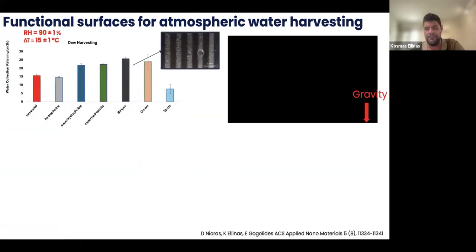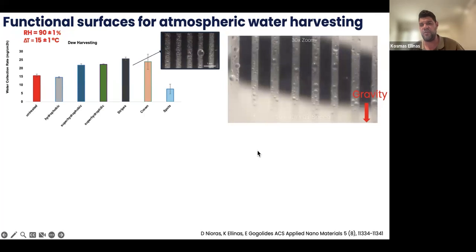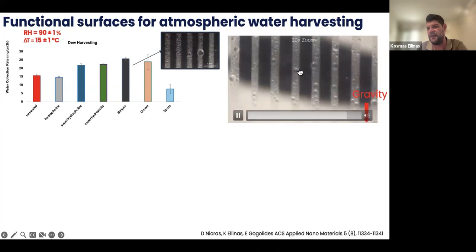And we saw that depending on the type of atmospheric water harvesting, we need different type of surfaces. For example, in dew harvesting, we found that the most efficient one was the one with the parallel channels, superhydrophilic, superhydrophobic, superhydrophilic, superhydrophobic. And if we try to visualize this, you can see that in the superhydrophilic parts, there is a continuous film formed that enables water to be collected, whereas on the superhydrophobic areas, we have dropwise condensation that also provides some water to be collected.